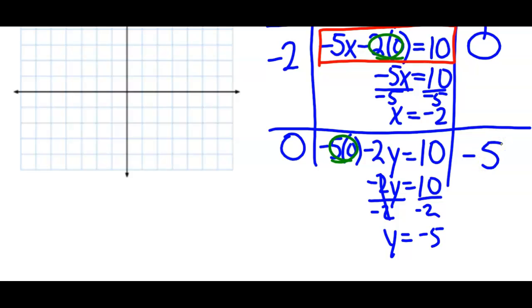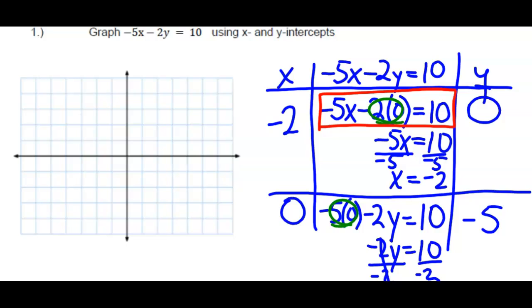So my x-intercept is 0... nope. My x-intercept is negative 2, 0. I'm sorry, my y-intercept is 0, negative 5. Okay, so now I need to graph that. My x-intercept is negative 2, 0.